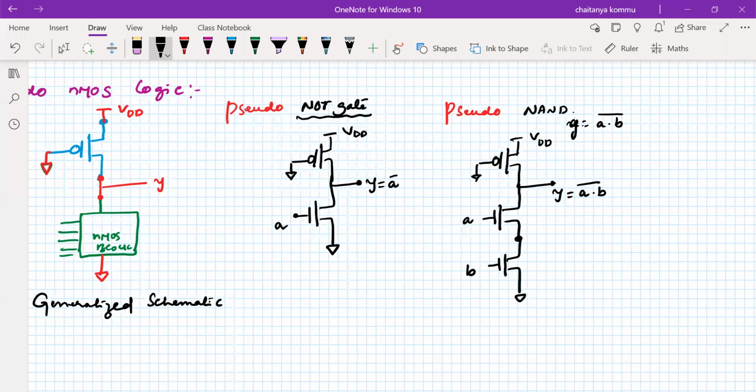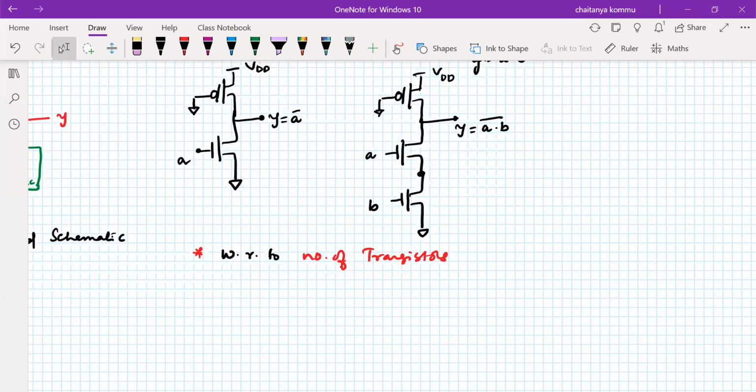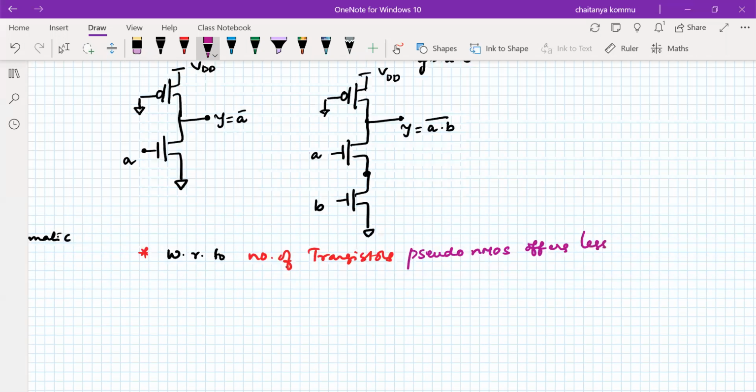What is the conclusion here? With respect to the number of transistors, pseudo-NMOS offers fewer transistors required.